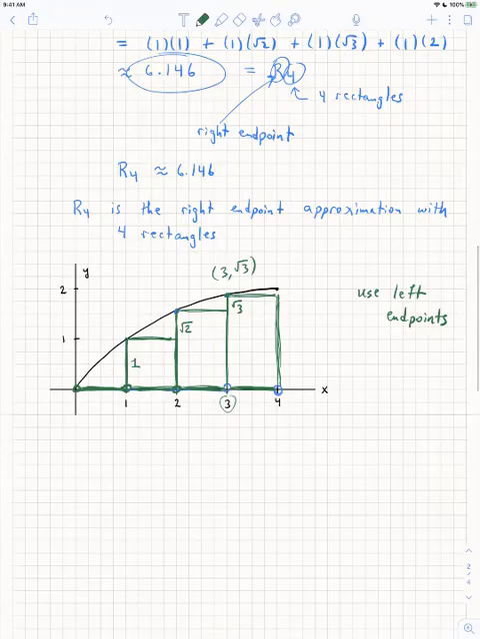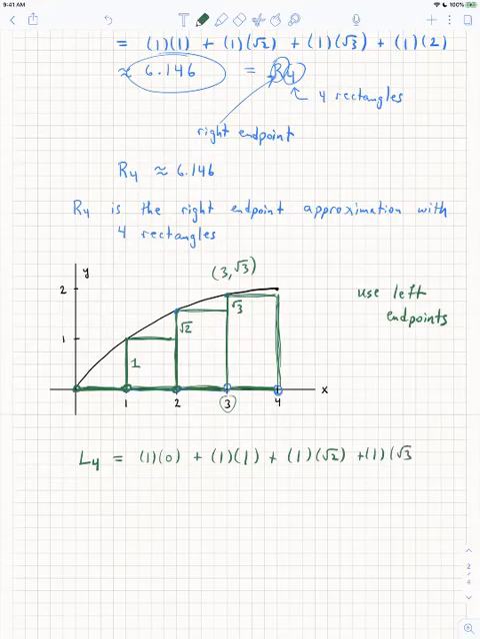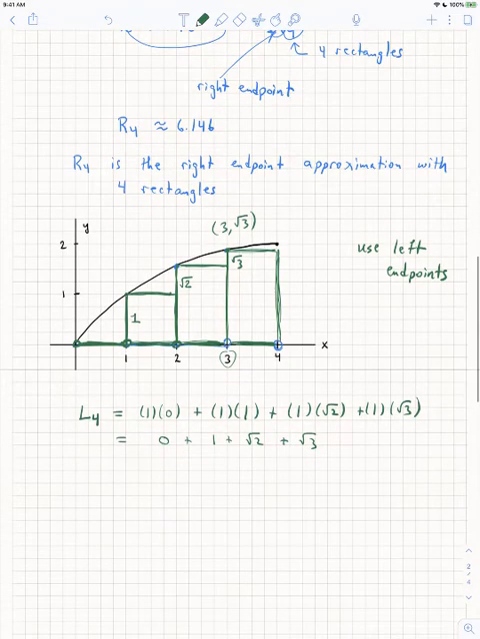So if we want to add up the areas of these rectangles, that's going to be L4, since we're using the left endpoint, and it's going to be 1 times the height, which is 0, plus 1, which is the base, times the height, which is 1, plus the base is 1 times the height, which is the square root of 2, plus the base, which is 1, times the height, which is the square root of 3. So this gives us 0 plus 1 plus the square root of 2 plus the square root of 3. And this is approximately 4.146.